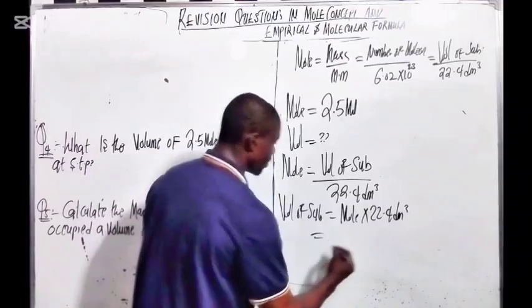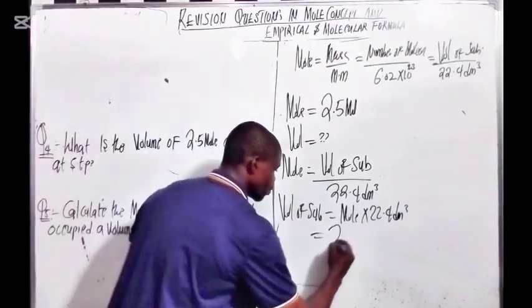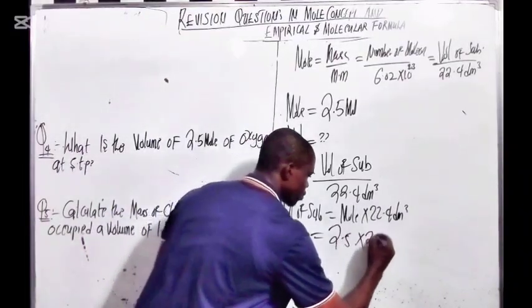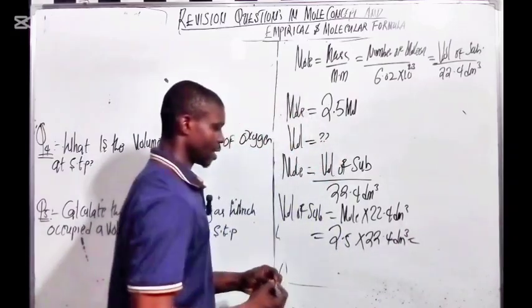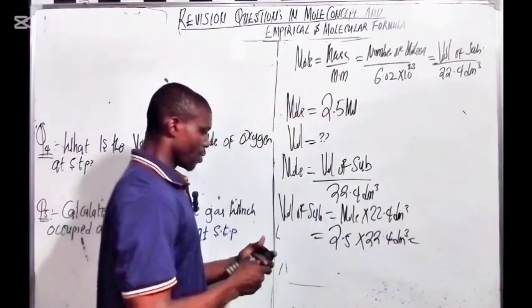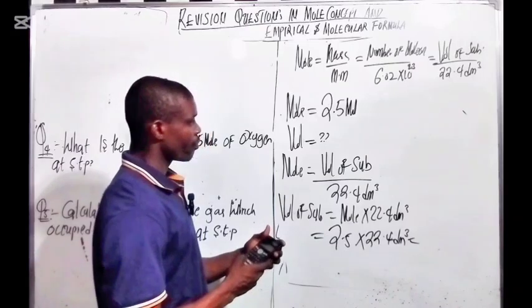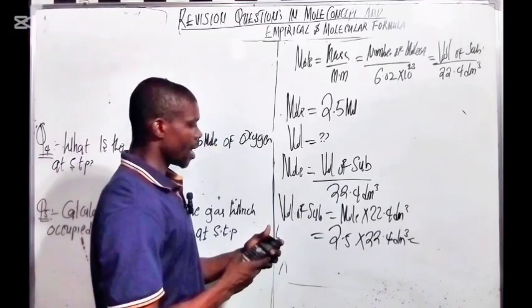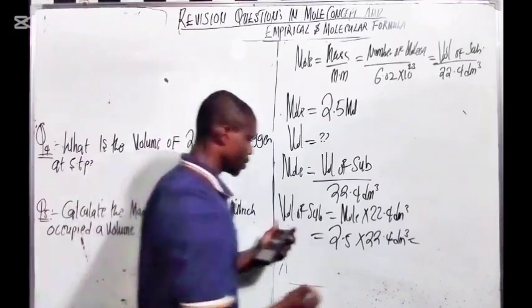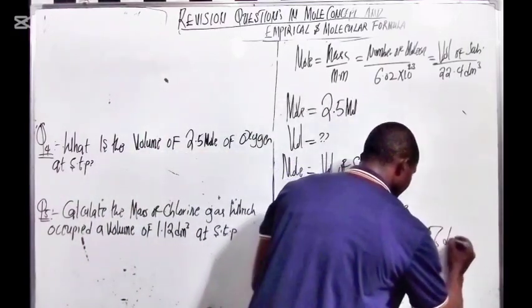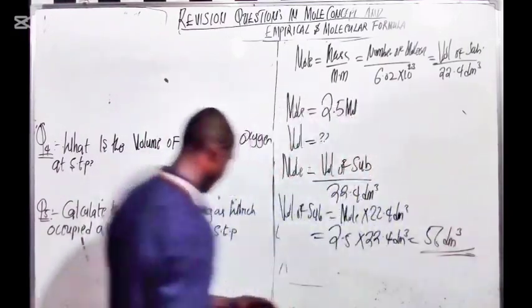So what will be the answer here? My mole is 2.5 times 2.4 dm³. What will be the answer here? 2.5 times 2.4. Right here we have 6. 6 dm³. That is the answer.